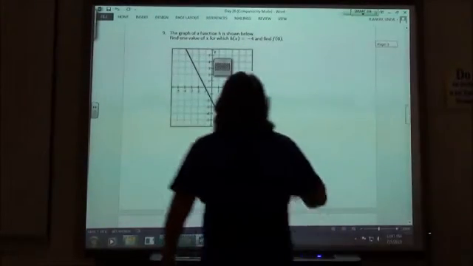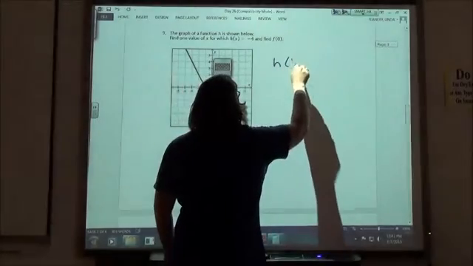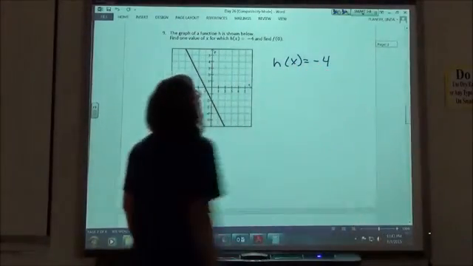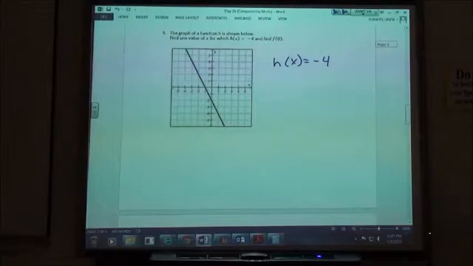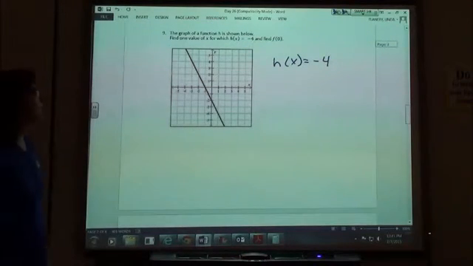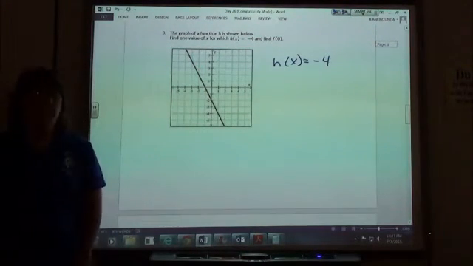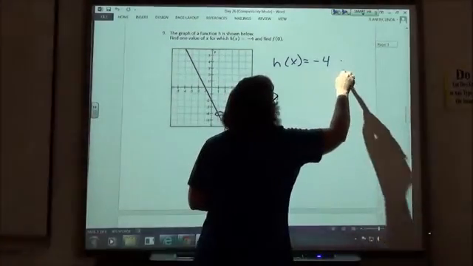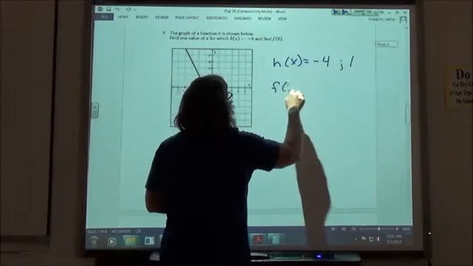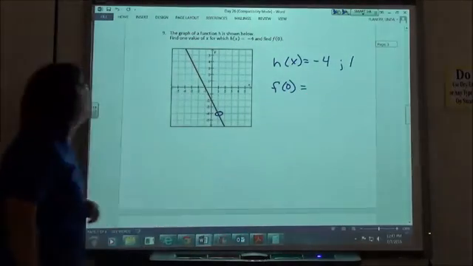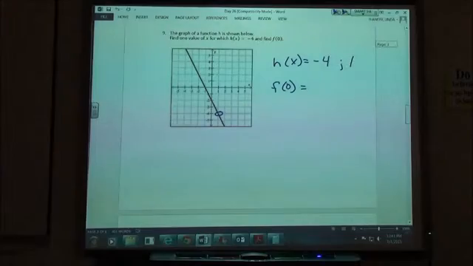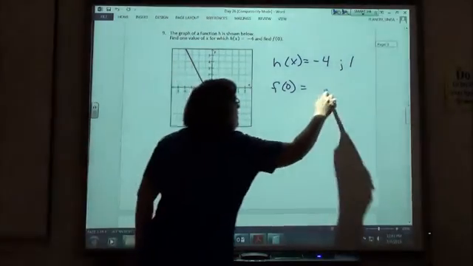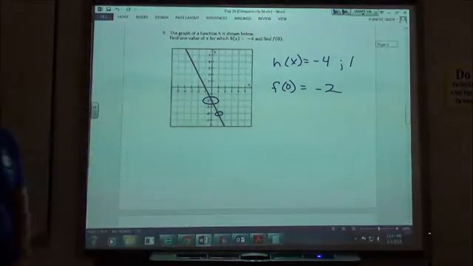And number 9, h of x equals negative 4. So I want to find the x value for a point that has a y value of negative 4. 1. This point right here would be at 1, negative 4. And f of 0. I want to have a point that has an x value of 0. Negative 2. That point right there is at 0, negative 2.